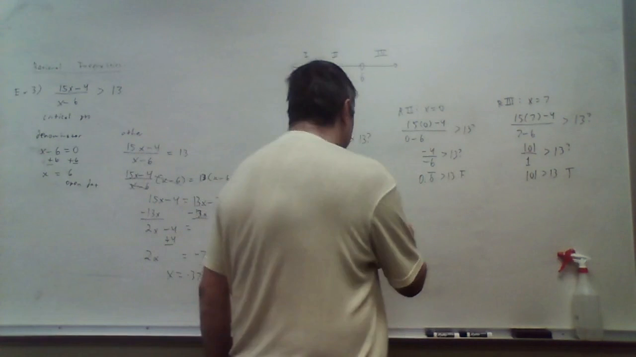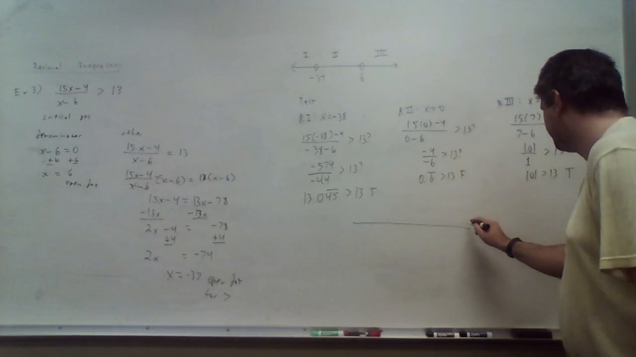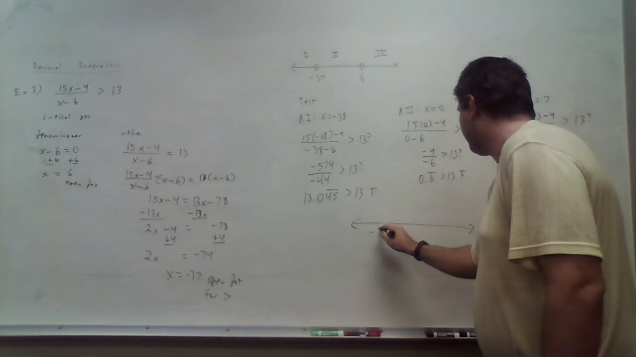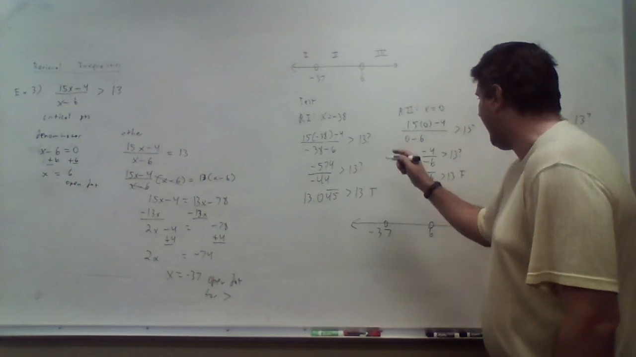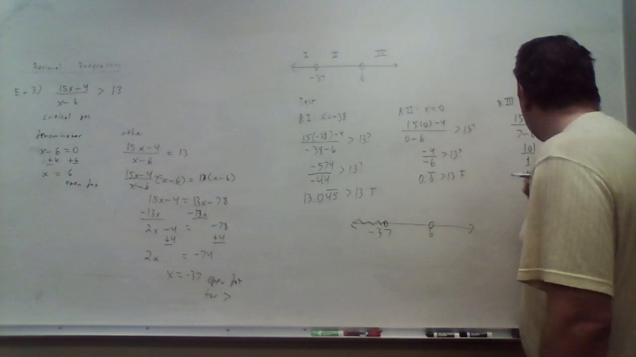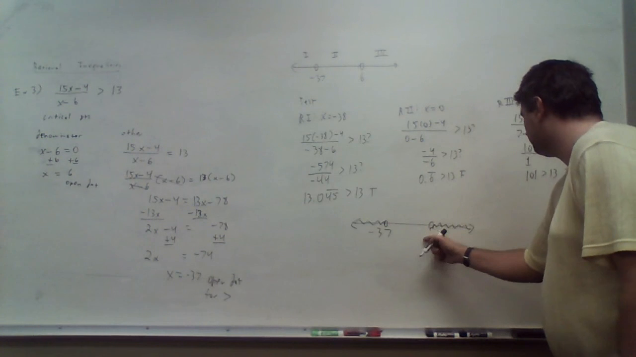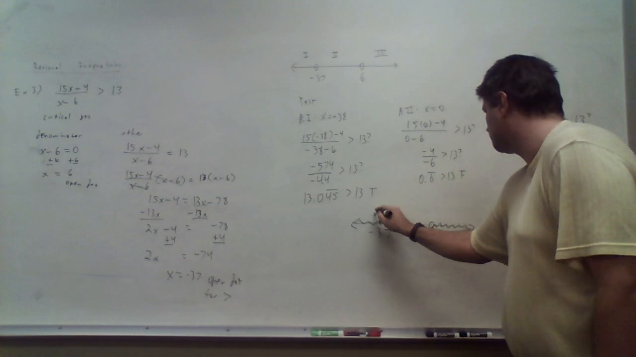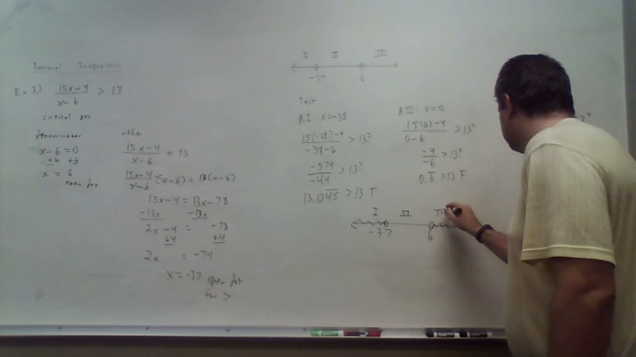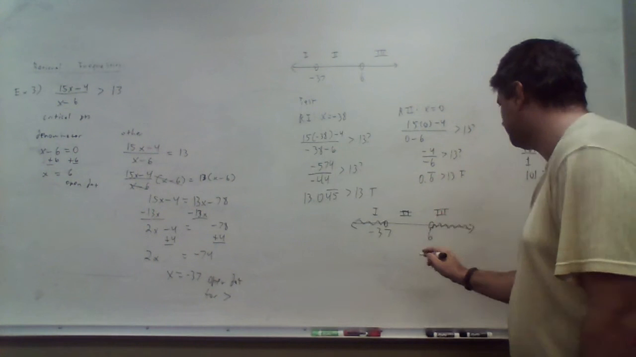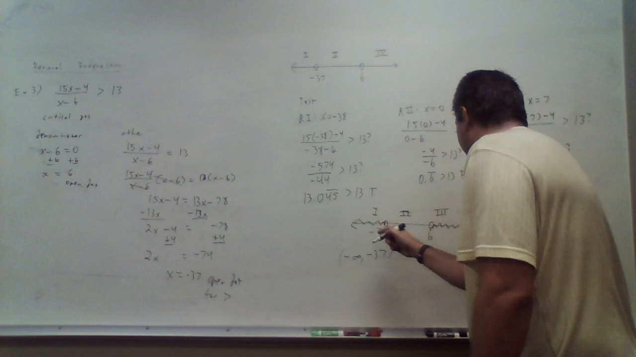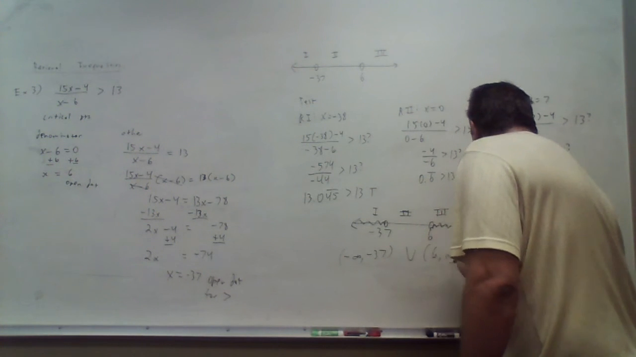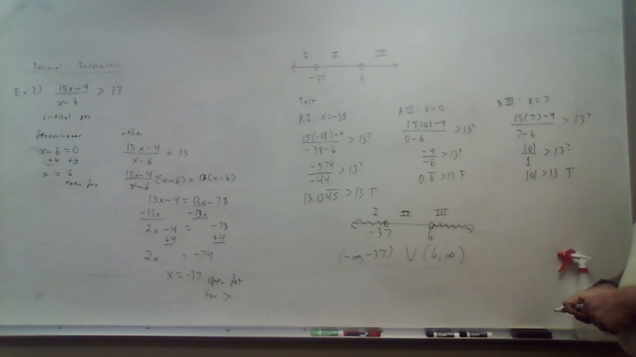All right, so here's what I got. I got negative 37, I got 6, open dots, and region number 1 was true, region number 2 was false, region number 3 was true. So, negative infinity to negative 37 describes this interval. 6 to infinity describes this interval. And ladies and gentlemen, that's a wrap.